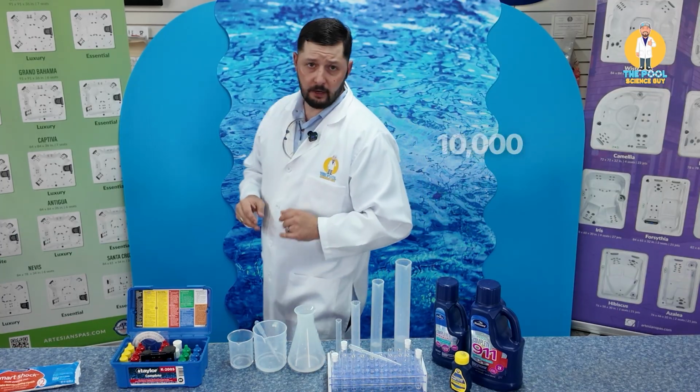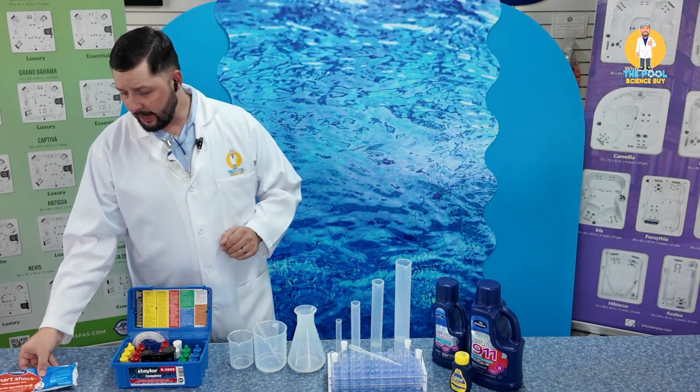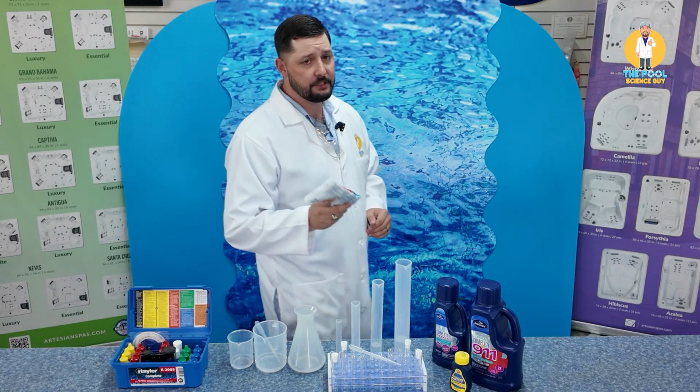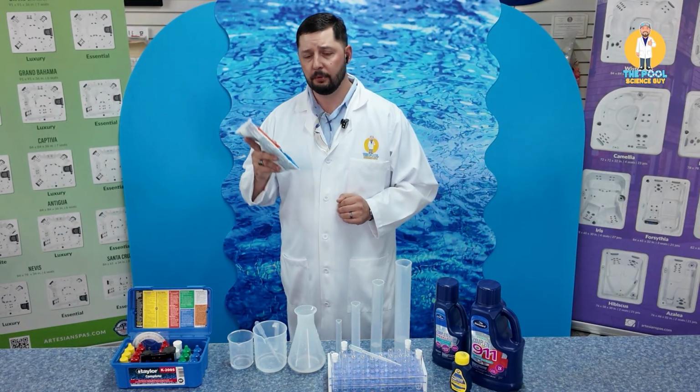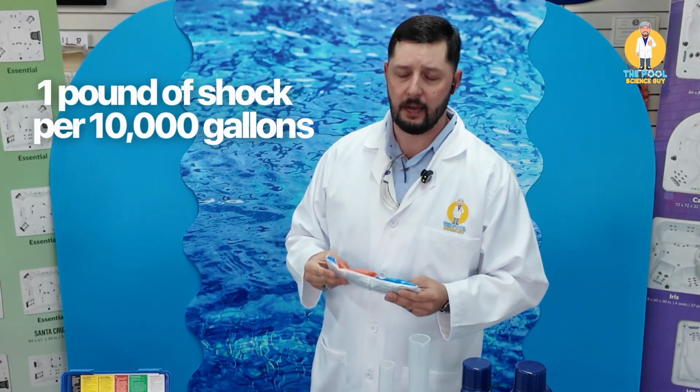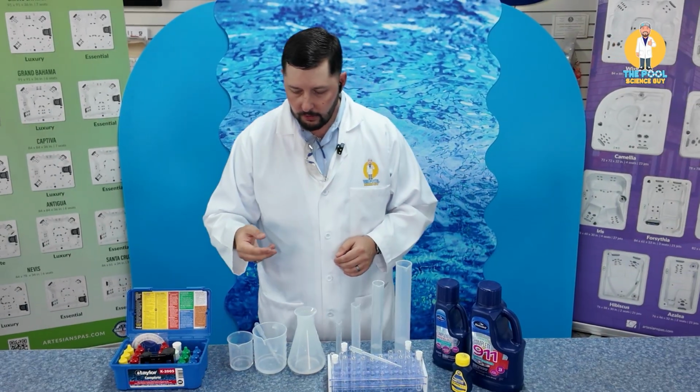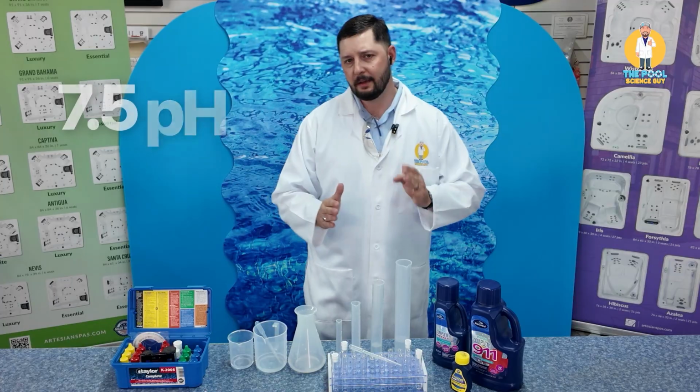Let's say I have a 10,000 gallon pool and I'm going to add 1 pound of shock. That's pretty standard for BioGuard products. Every product has a recommendation, but for this, we're going to add 1 pound of shock per 10,000 gallons. I threw it in the pool. I know my pH is at about a 7.5.